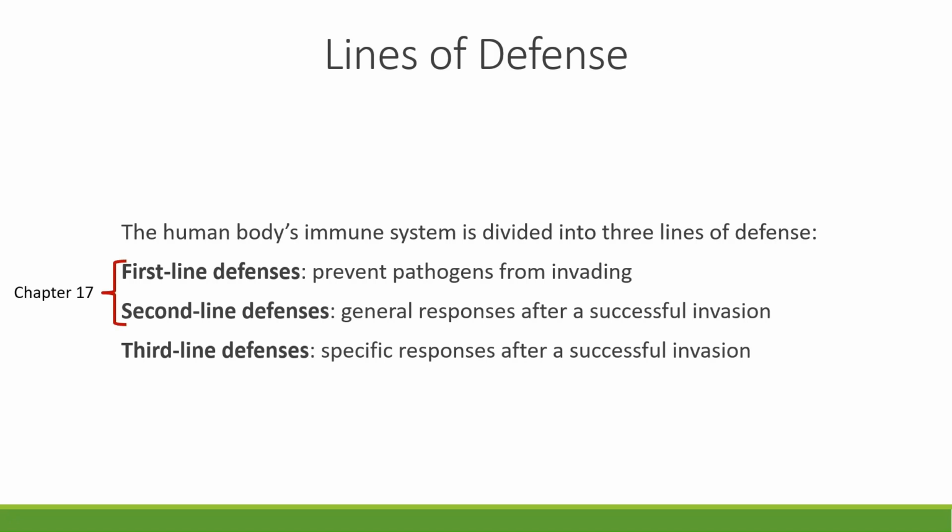When a pathogen persists, the third line of defense activates specific immune responses. B cells produce antibodies, while T cells destroy infected cells and create immune memory for future protection. Together, these defenses keep the body safe from infection and disease. Chapter 17 deals namely with the first and second lines of defense, while Chapter 18 is concerned with the specific responses of the immune system.